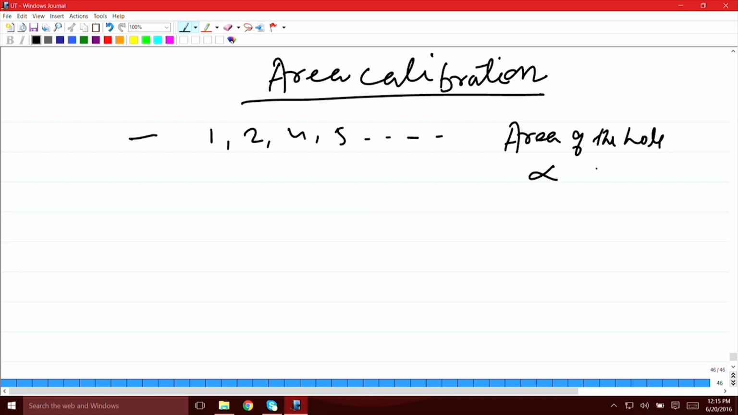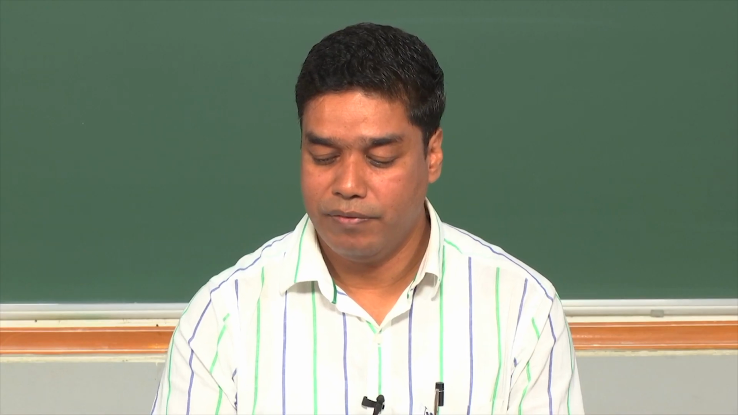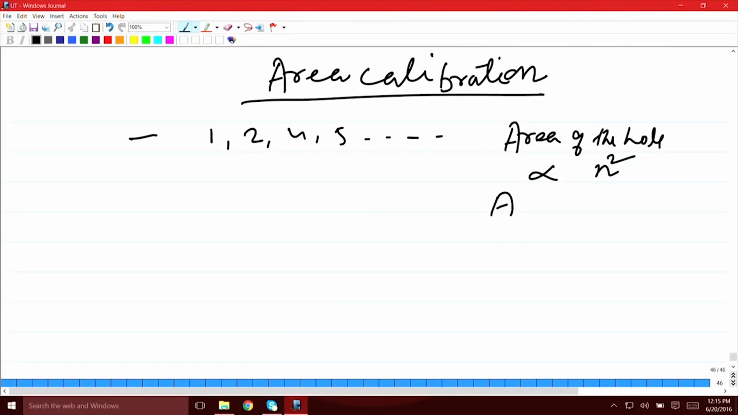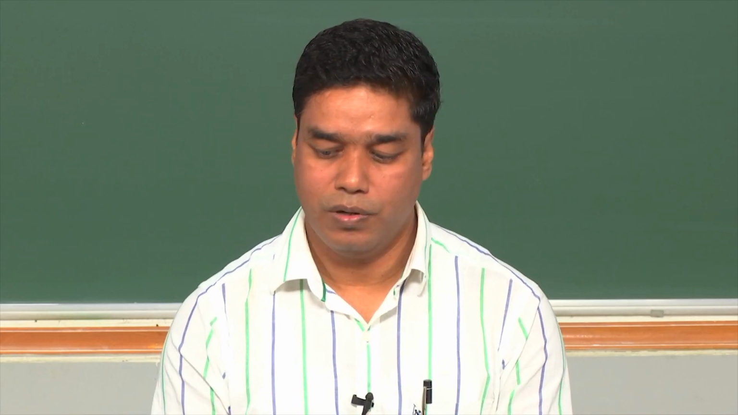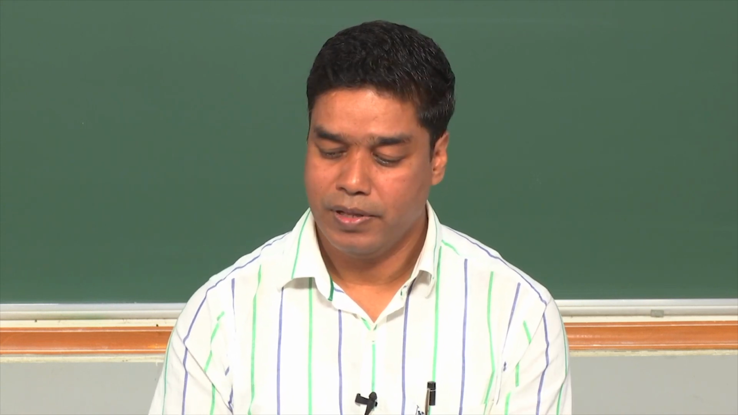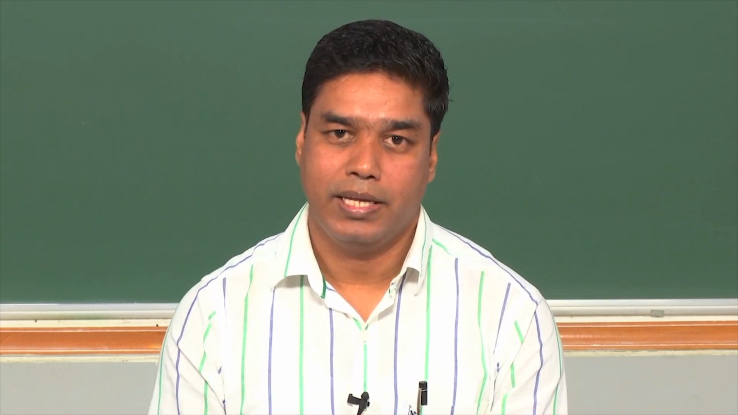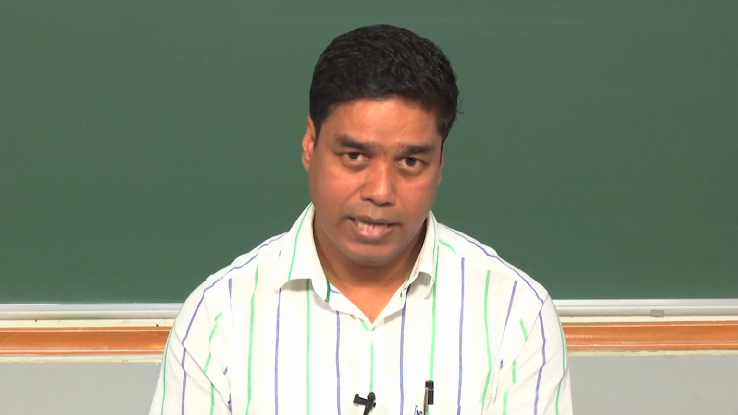is proportional to the square of the number. Okay. So, for example, if you have selected a number 5 hole, then the relative area will be 25. Okay. So, this is how you can collect the data or collect the signal intensities from this hole as a function of the area by simply providing the square of this number as the area.